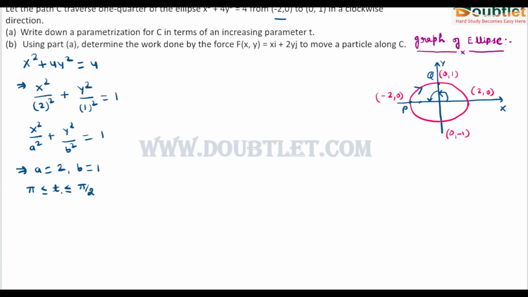So we will take the angle pi to pi by 2, and if we parameterize the coordinates, we know that for an ellipse x is equal to a cos theta, so we can write it as 2 cos t. Simply we replace theta with t, because in parametric coordinates we assume the variable as t, and y is equal to b sin t. The value of b is 1, so we can write it as sin t. So this is the part that we have solved, this is part a.